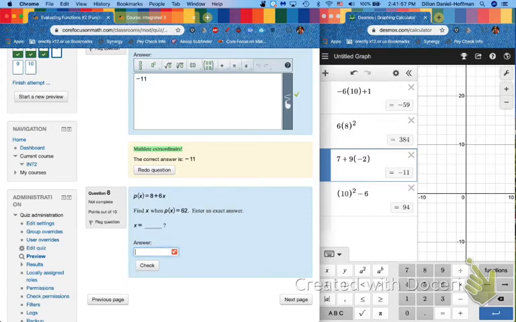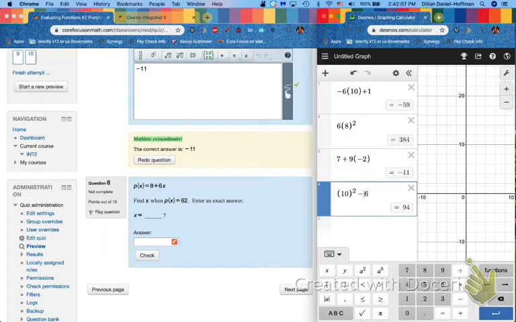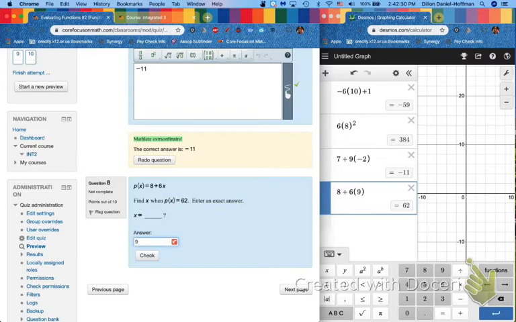Okay, so now we're going to find x when p of x is 62. A reminder, we could either guess and adjust. You can type in your right side here. So I've got 8 plus 6 times something, and I want 62. So I can just guess some number like 6. And that's 44, and then I could go backwards and keep adjusting that number. Go a little lower until I find that the answer is 9. Or I can use solve me.